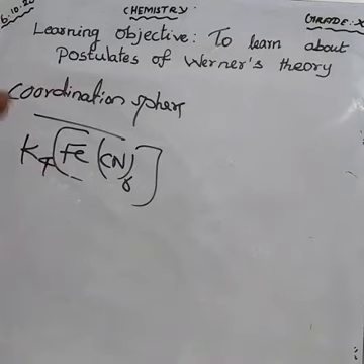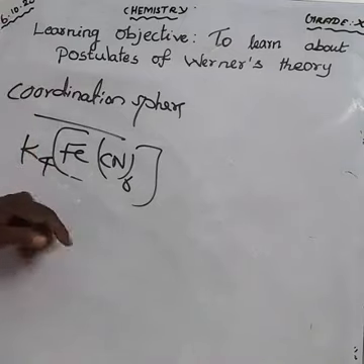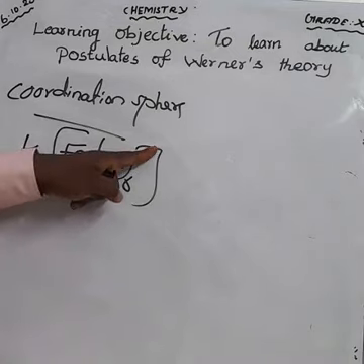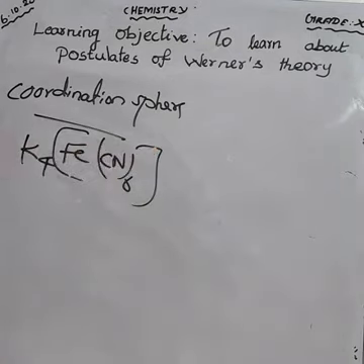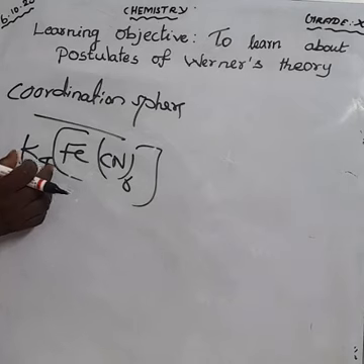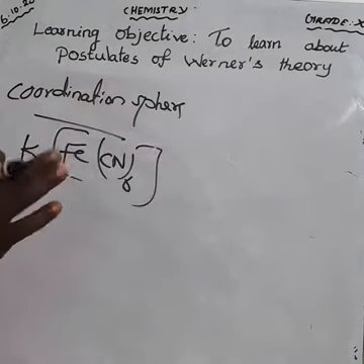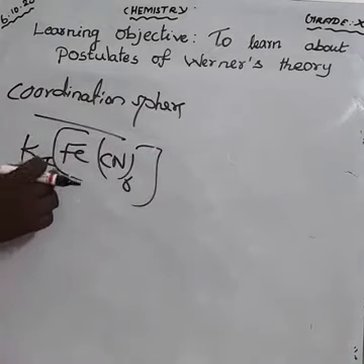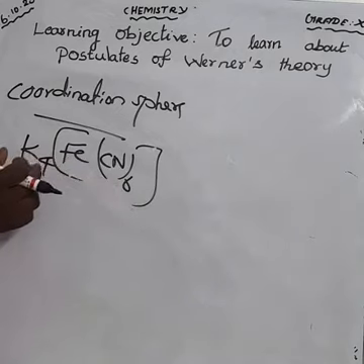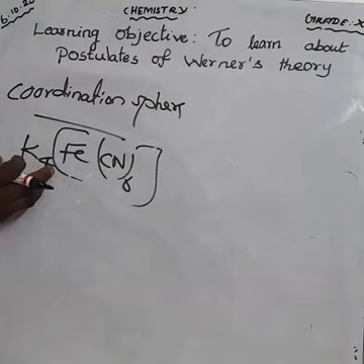The other ionizable ions are written outside the square bracket. This ion is written outside the square bracket. It may be on the left side or on the right side. Here, in K4[Fe(CN)6], the K+ ions are on the left side, so they are called counter ions.